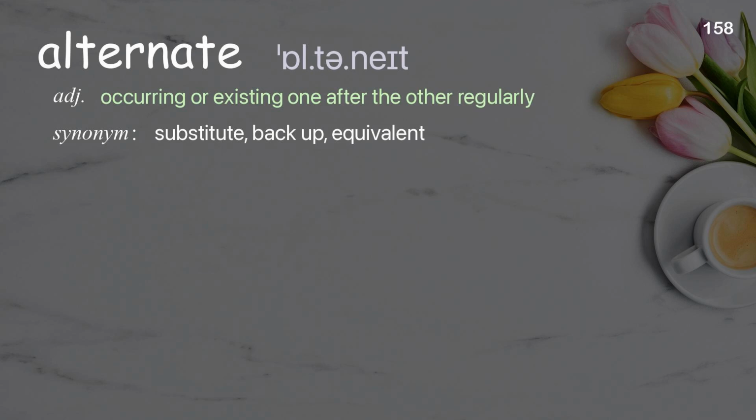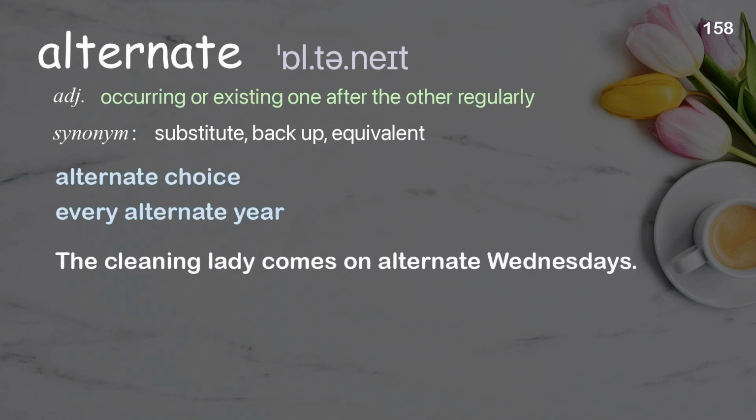Alternate. Occurring or existing one after the other regularly. Examples: Alternate choice. Every alternate year. The cleaning lady comes on alternate Wednesdays.